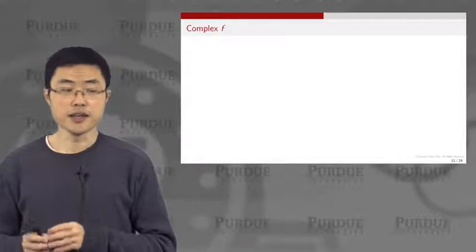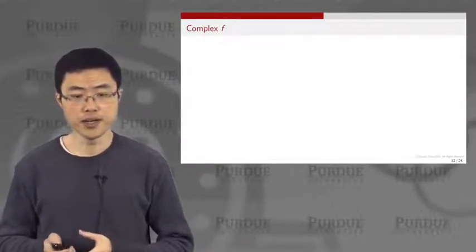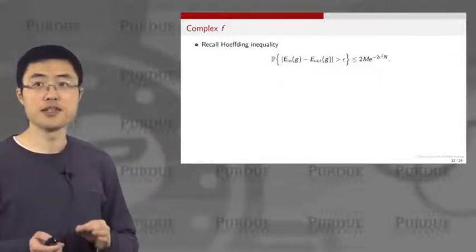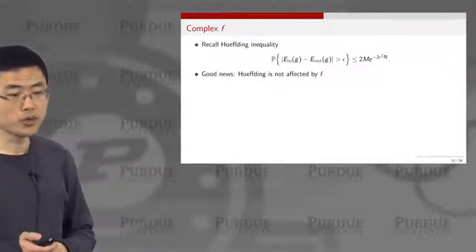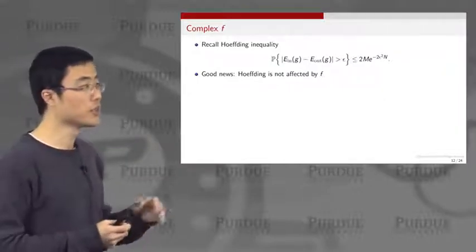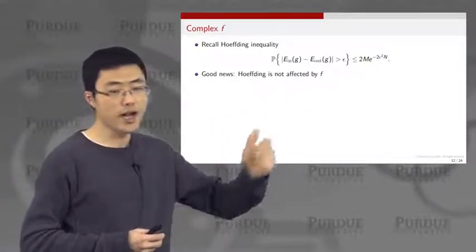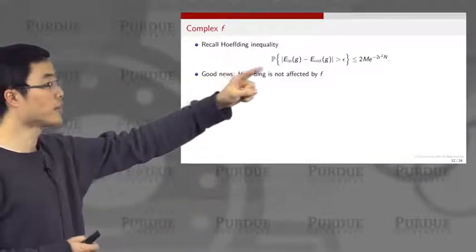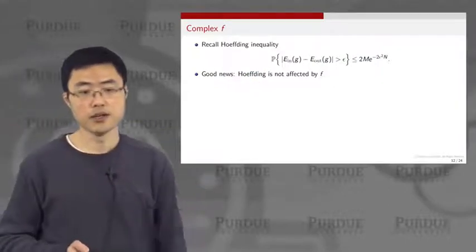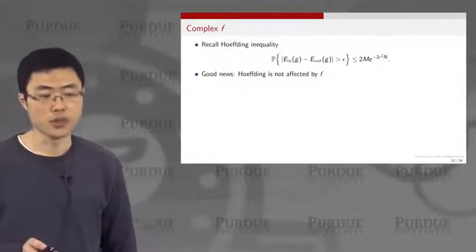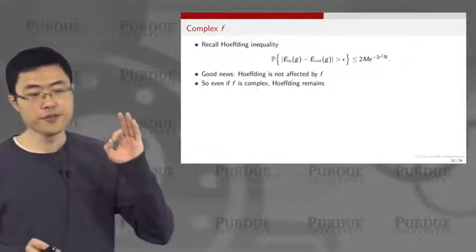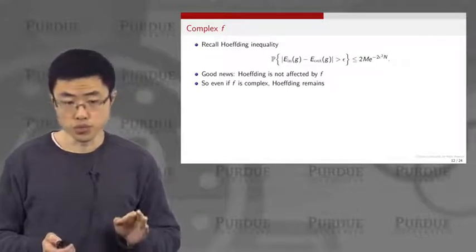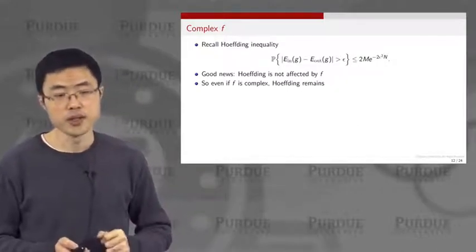Now let's talk about the other case when you have a complicated target function. So in this case, let's try to recall the Hoeffding inequality again. So the good news is that the Hoeffding inequality is not affected by your target function f. So you can choose whatever target function here. And since the right-hand side of the Hoeffding inequality doesn't depend on f, you can apply the Hoeffding inequality. So even if the function f is extremely complex, the Hoeffding inequality remains true. So that's the good case.